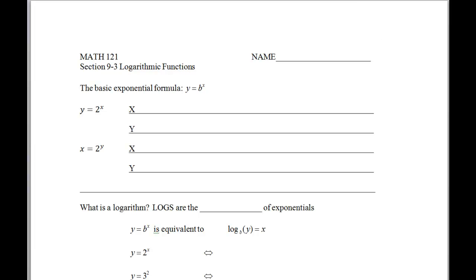This is Mr. Anderson for Kellogg Community College, and we're going to talk to you about the basics of logarithmic functions. This is for Chapter 9, Section 3 of Math 121, Intermediate Algebra.